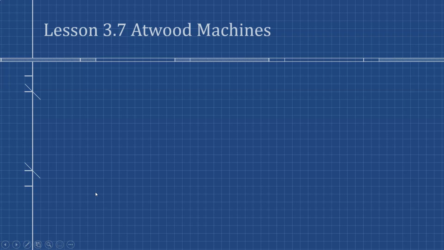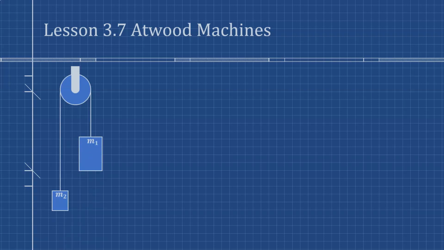In this video, we're going to be looking at a type of machine that was developed by a scientist named George Atwood back in the 1700s. This type of machine is still used to teach physics because it gives us an excellent look at how the parts of systems interact with each other and how dynamics affects objects that are attached to one another in a system. And that's what we're going to be looking into here.